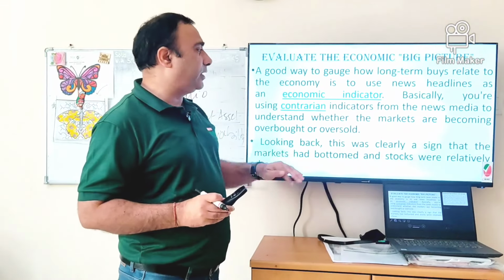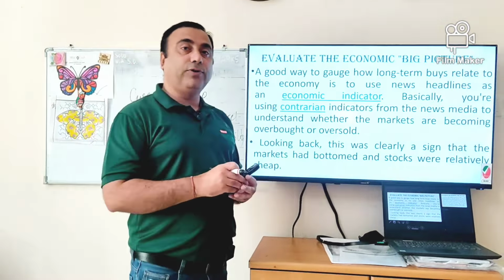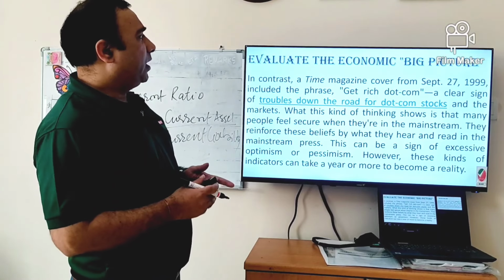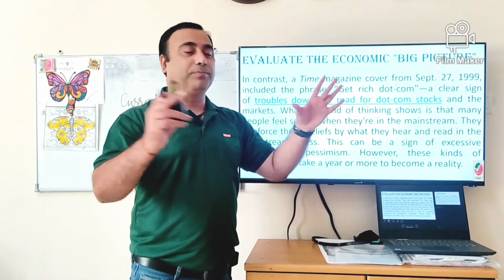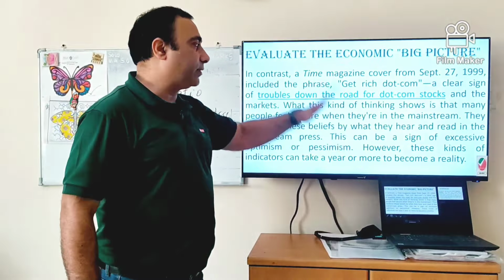Looking back, this news was clearly a sign that the market had bottomed and stocks were relatively cheap. So when you see the market going down and cheap shares available, before buying that cheap one, check their market served, how much share they actually own. The next one is to evaluate trouble down the road for the .com stocks. This is one example: in September 1999 there was a news item, getrich.com. It was a clear sign of trouble down the road for the .com stocks. All the .com stocks had grown very high between 1990 and 1999, and at that time a sink came and the market slowed down for them.